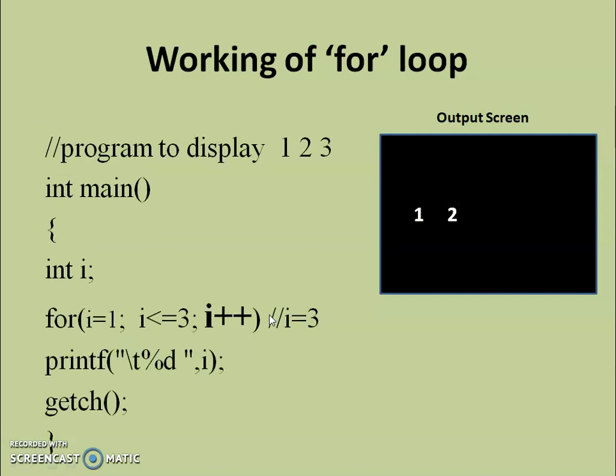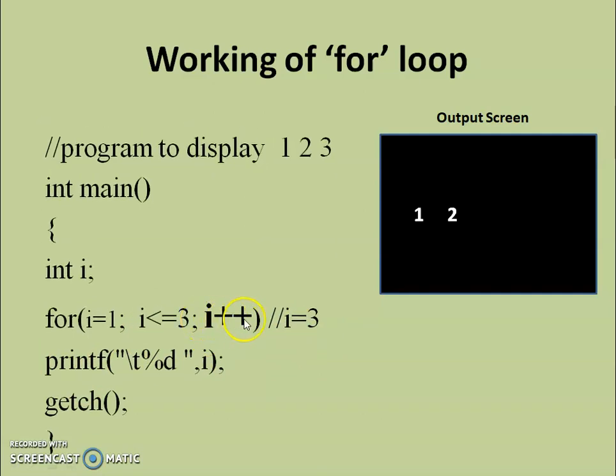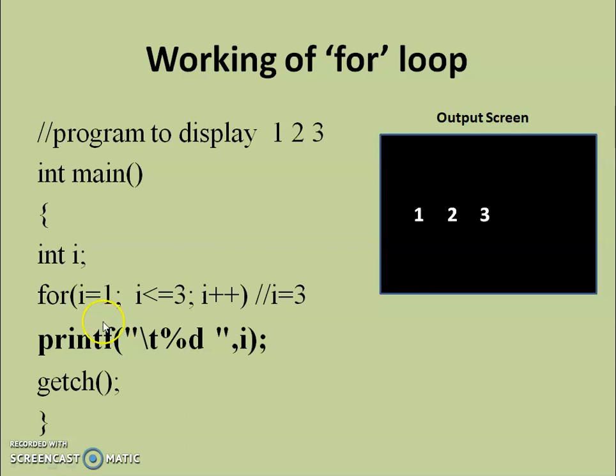What next? It will go and increase the value. So i++ will execute, and it will increase the value of i by 1. So now i becomes 3. What next? Again the condition is tested. The condition is still true because i is equal to 3, and 3 is equal to 3. So the condition is true.